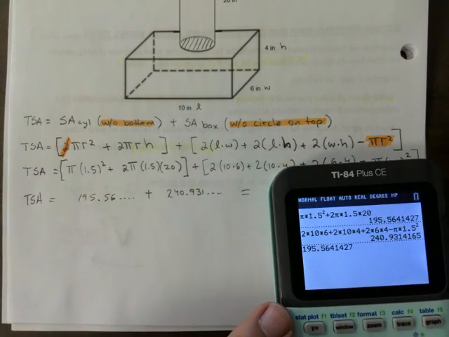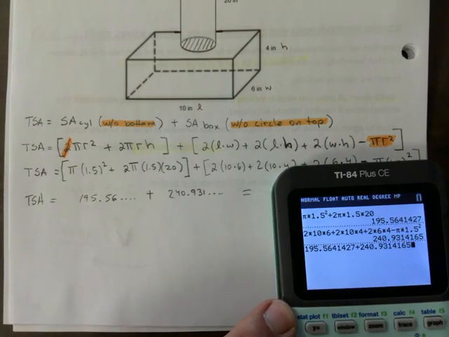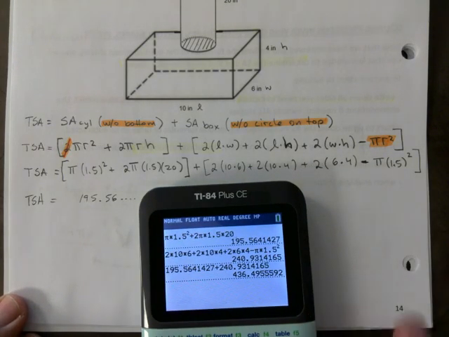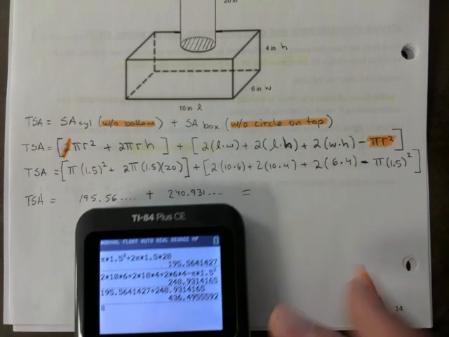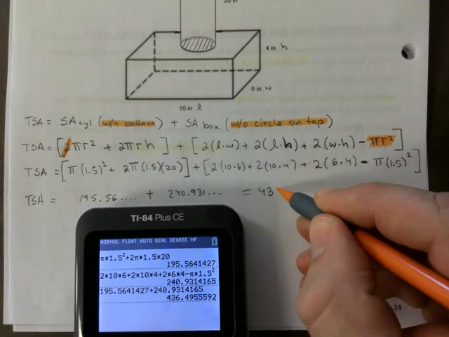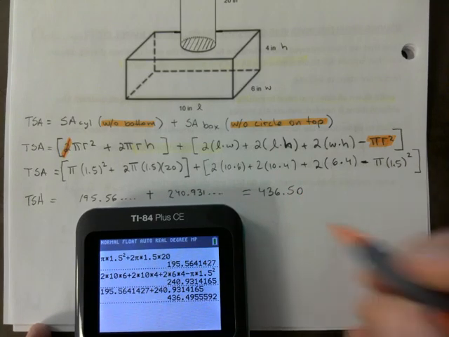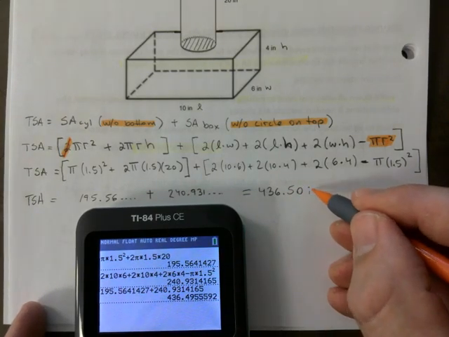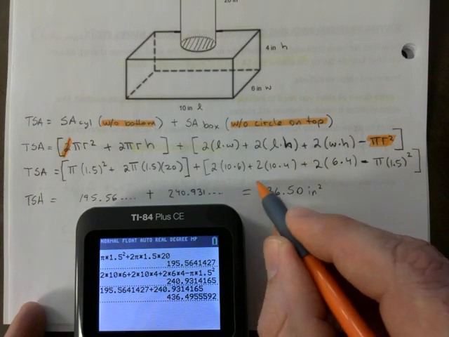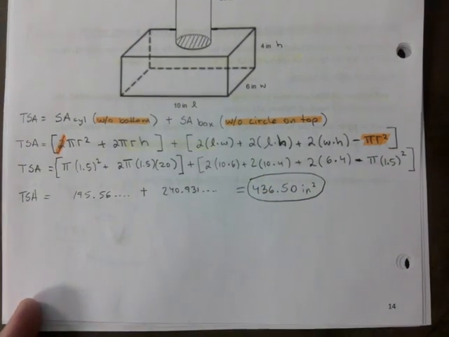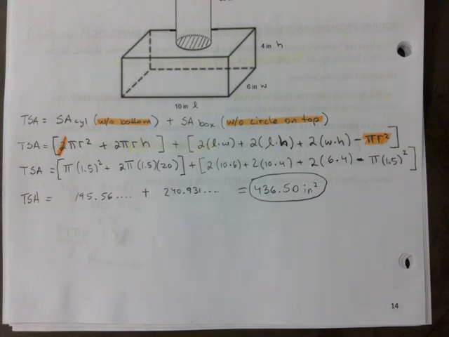So I'm going to enter, plus, copy paste. So it's 436.50495, right? Now we can round to 2 decimals. And we are in inches, so this would be square inches. This would be the cardboard required.